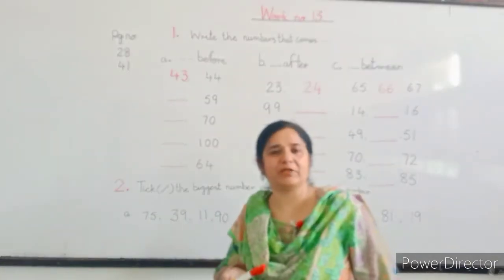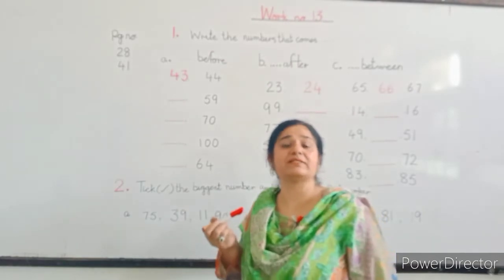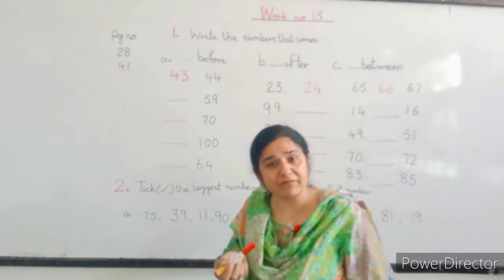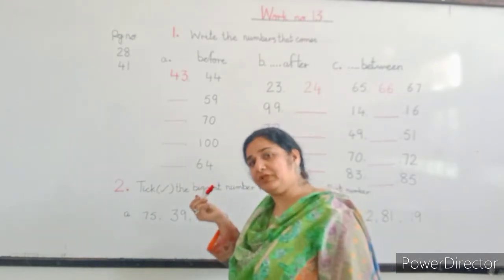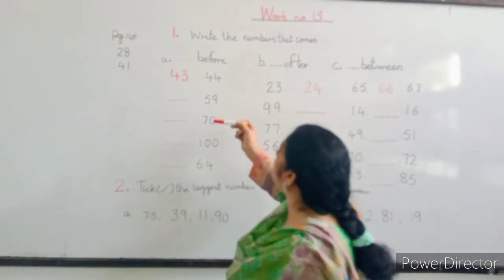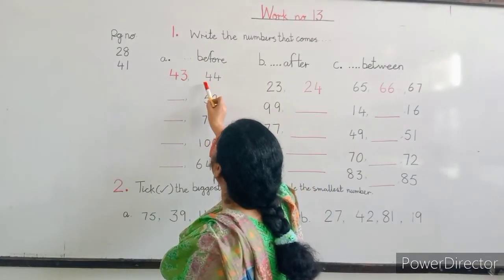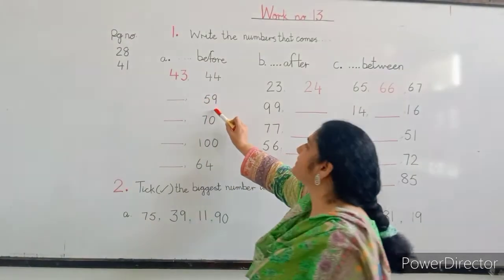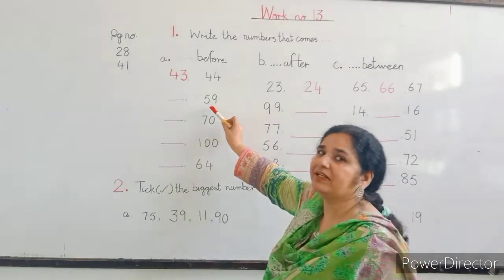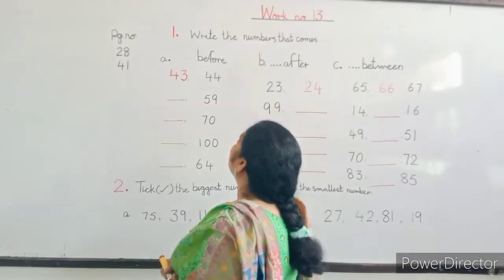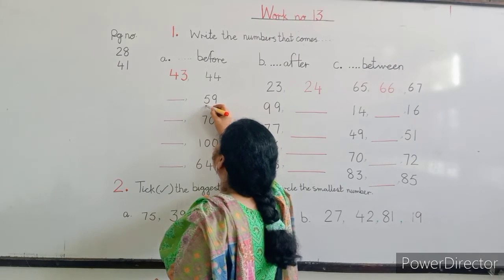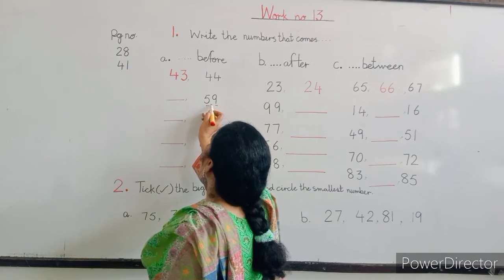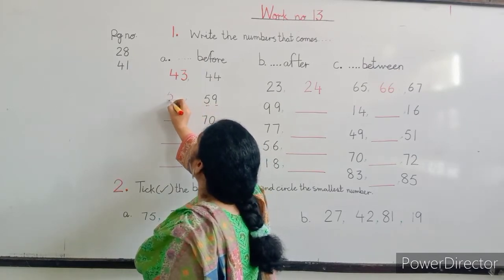Before, I want to tell you, in before counting, we will use the concept of backwards counting. If you know backwards counting very well, then you can do this work very easily. So look here, what comes before 44? 43, right? What comes before 59? Yes, 58. Look here, the tens will be the same, only the ones will go behind. What comes before 59? 58.